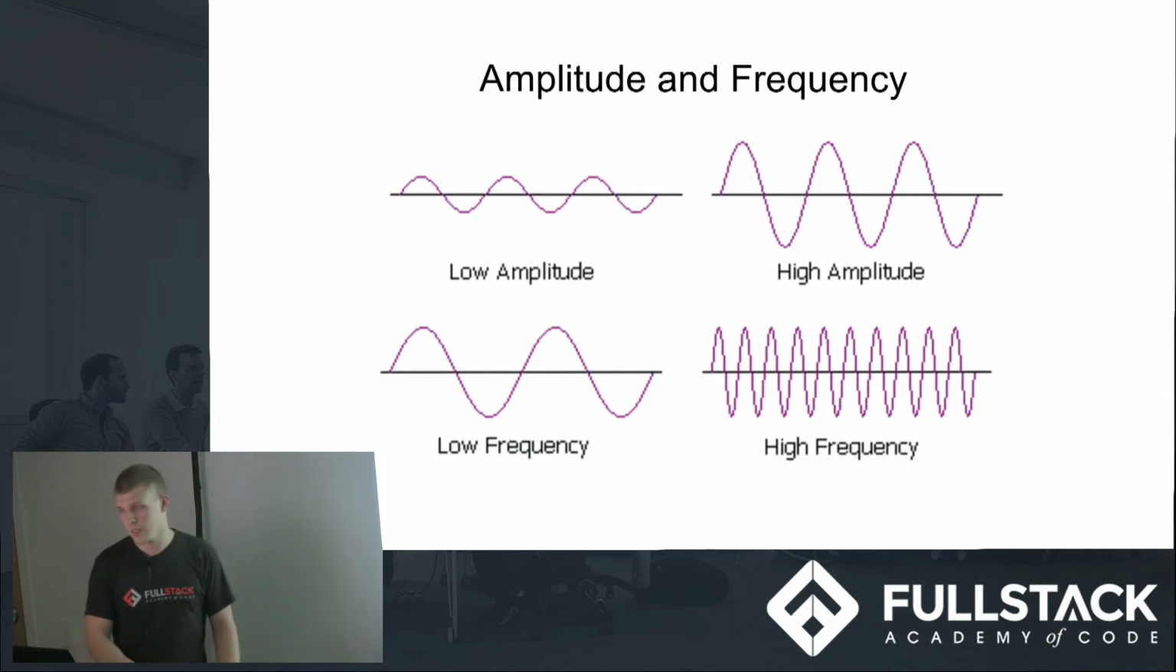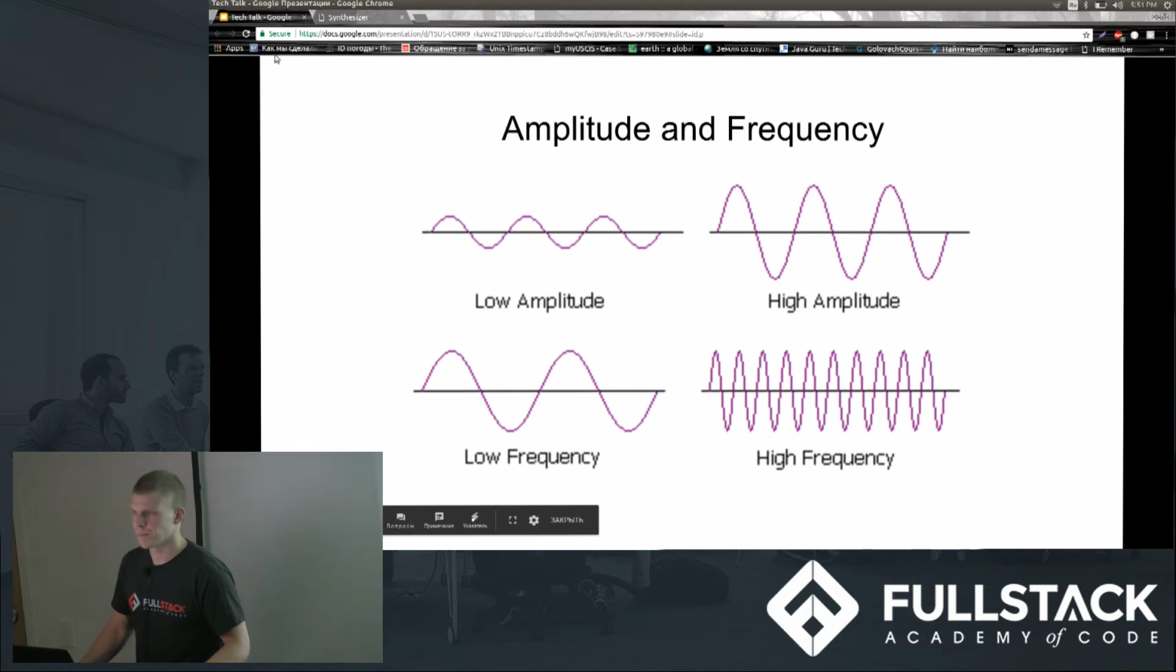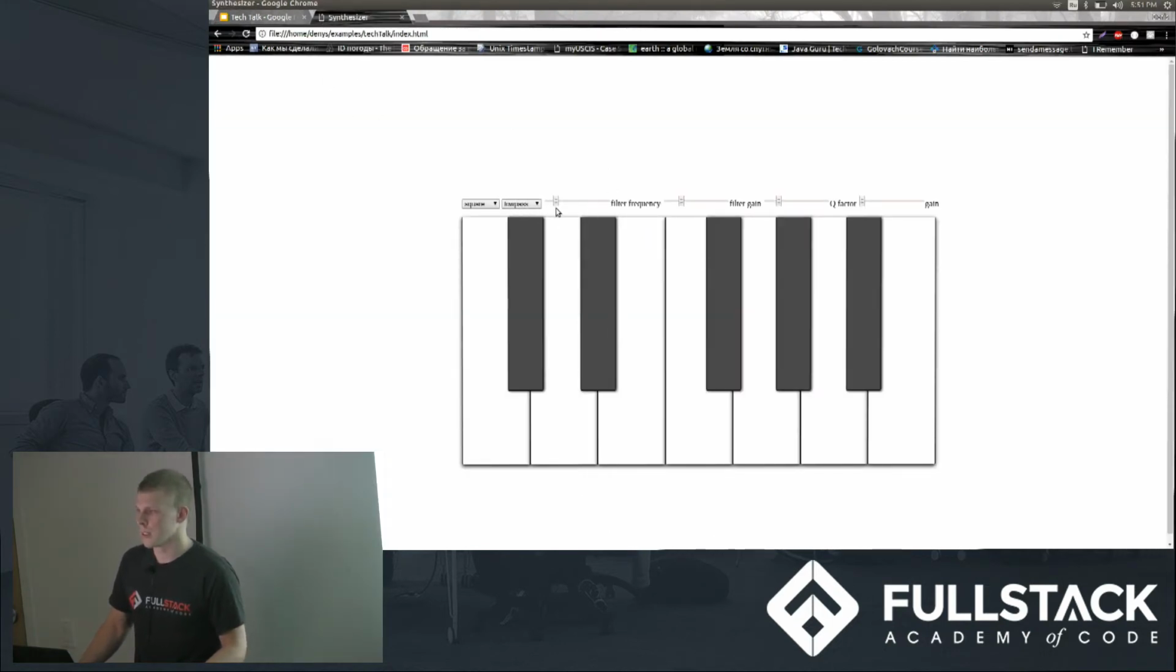Another two important variables are amplitude and frequency. Amplitude basically represents the volume of your sound. And frequency is measured in hertz. So 1 hertz is 1 oscillation per second. I'll give you an example. What is the frequency? So, the frequency of the filter, for example. This is low frequency. This frequency is lower than this frequency. It means that this sound has fewer oscillations per second than this sound.